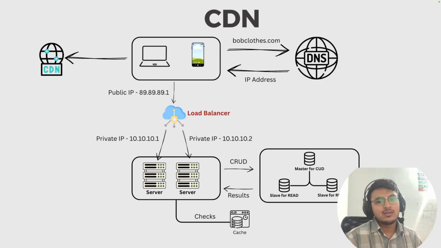Okay, so let's focus on this part and see how these things work step by step. Whenever a user requests an image, let's suppose logo.png, via a URL from a CDN provider, he is requesting some URL.